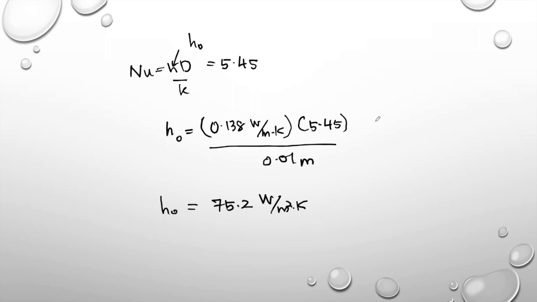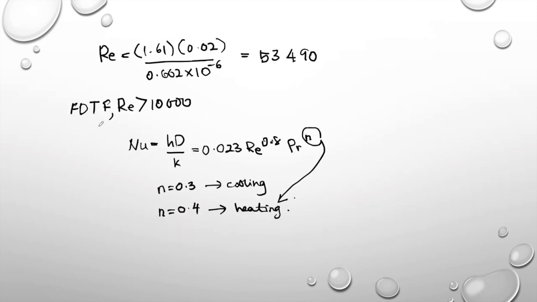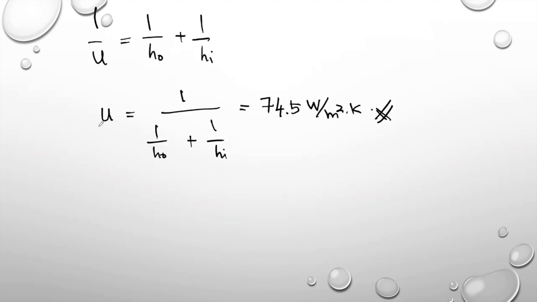So I want to stress on this figure. This figure is only for annular space. Do not take the same method as the annular space method to find Nusselt number and apply it to other shapes, because it is totally wrong. This is only for annular space where we have a tube inside the tube and there is a space in between. That is what we call annular space. That's all for example 9 to find overall heat transfer coefficient. Thank you.